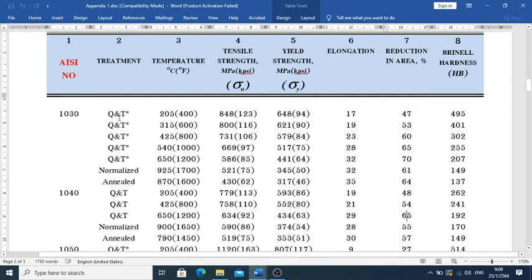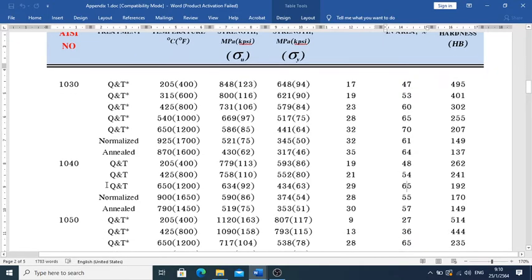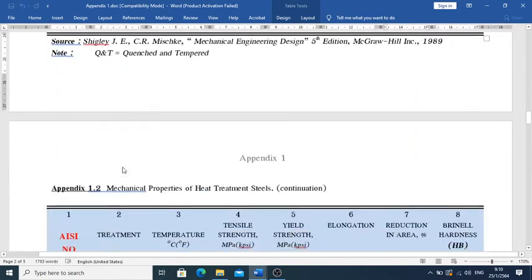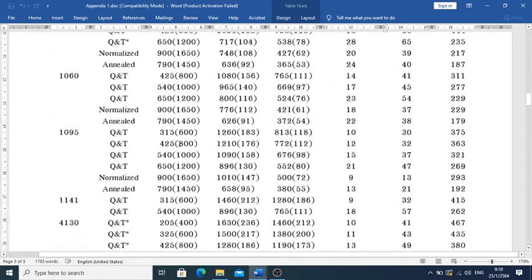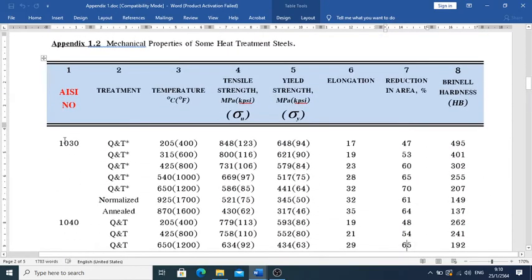So therefore, this one is a certain temperature that we dip into water or oil, things like that. Normalize means we heat it up, okay, and then let it cool down at normal temperature. And anneal, we heat it up and let it cool down very slowly, okay. And then this one, we put a footnote already. Sorry, that's C, Q and T, quench and temper, things like that. So that's AISI, things like that.